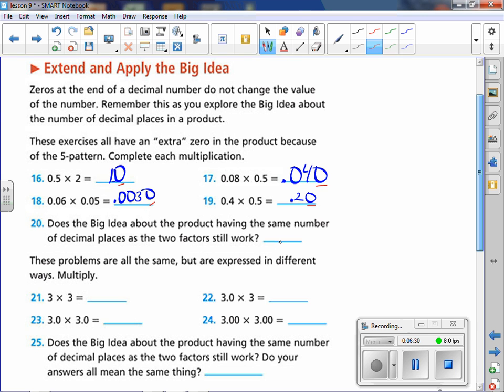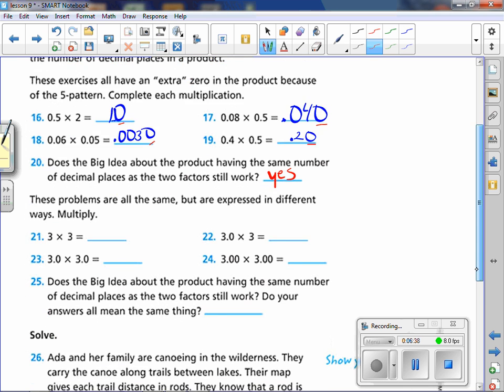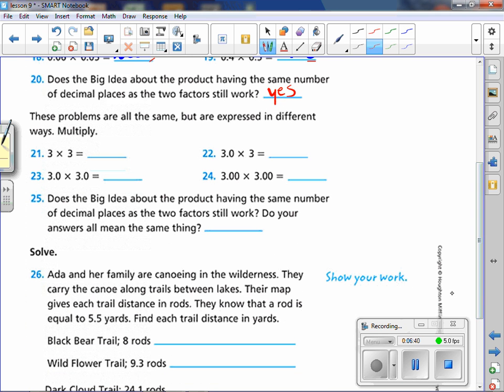Does the big idea about the product having the same number of decimals as the factors still work? Yes, that still holds true. That doesn't change. Okay, so these problems are all expressed the same, but in different ways.